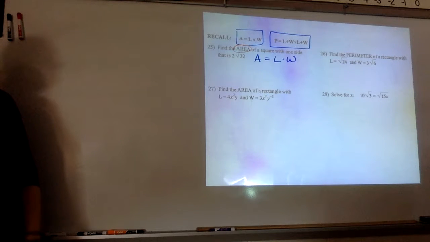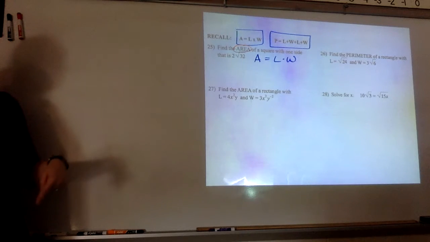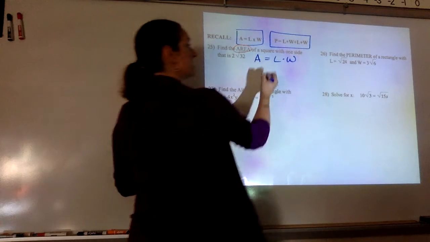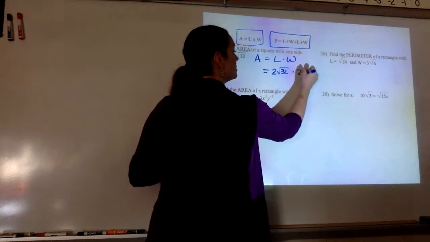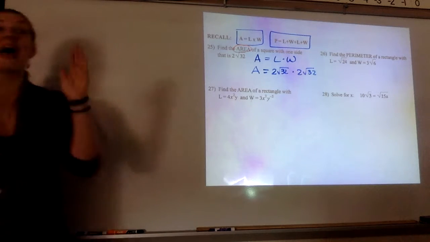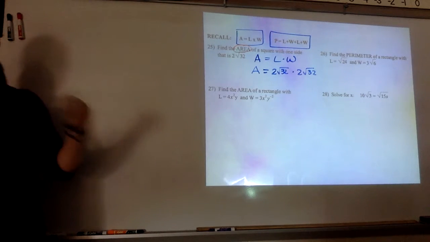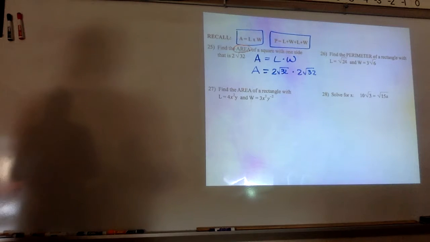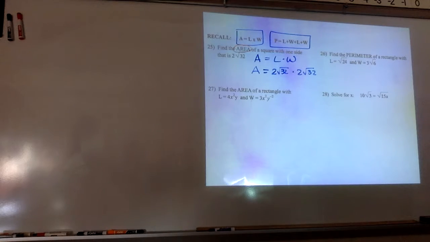Now, if it's a square, this isn't a trick, what are L and W? It's the same number, so I should see this written down: 2 root 32 times 2 root 32 is the area. 128. Now, I'm not asking you to do this in your head. Take your calculator and put it in. Everybody put it in right now to make sure we know how to put it in and get the correct answer. The answer will come out to a very nice number.